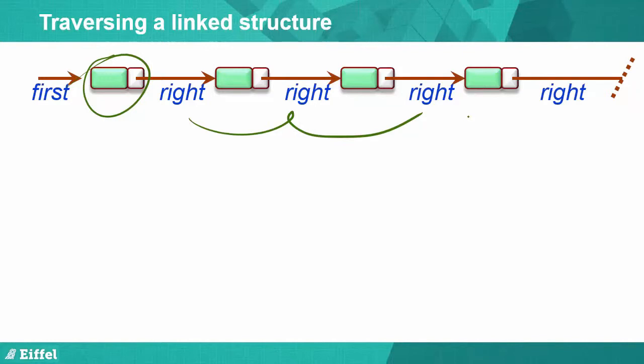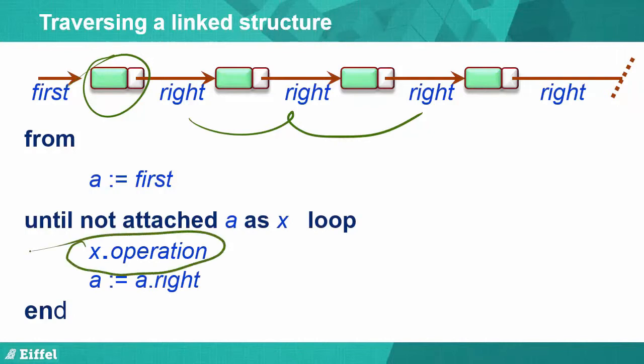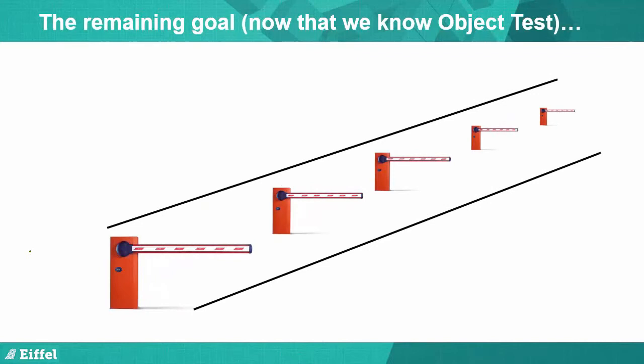We could use an iterator mechanism. But if we want to do it directly, we initialize A to first, and then we loop until not attached A, and in that case we can do X dot operation. A receives A dot right. This is a typical loop scheme which is guaranteed to be safe because X dot operation is only executed when X is non-void. So this is what object test gives us, but of course it's a very restrictive mechanism.